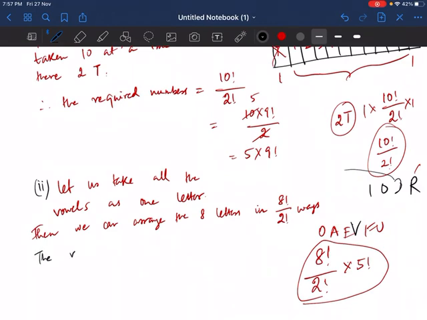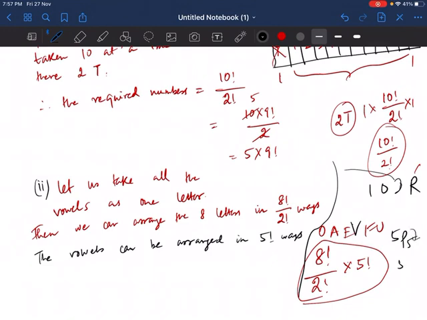the vowels can be arranged in 5 factorial ways, or you can think of it as 5P5. If 5 factorial is a problem, think of it as 5P5. There are 5 vowels and we have to take 5 at a time and arrange them. And 5P5 is what? 5 factorial divided by (5 minus 5) factorial. So that is 5 factorial by 0 factorial. That is also 5 factorial. So the vowels can be arranged in 5 factorial ways.